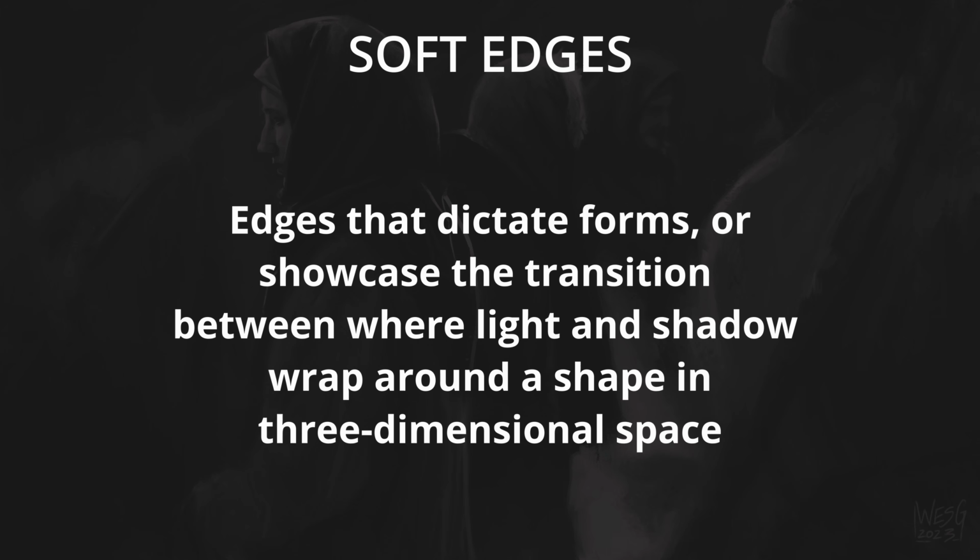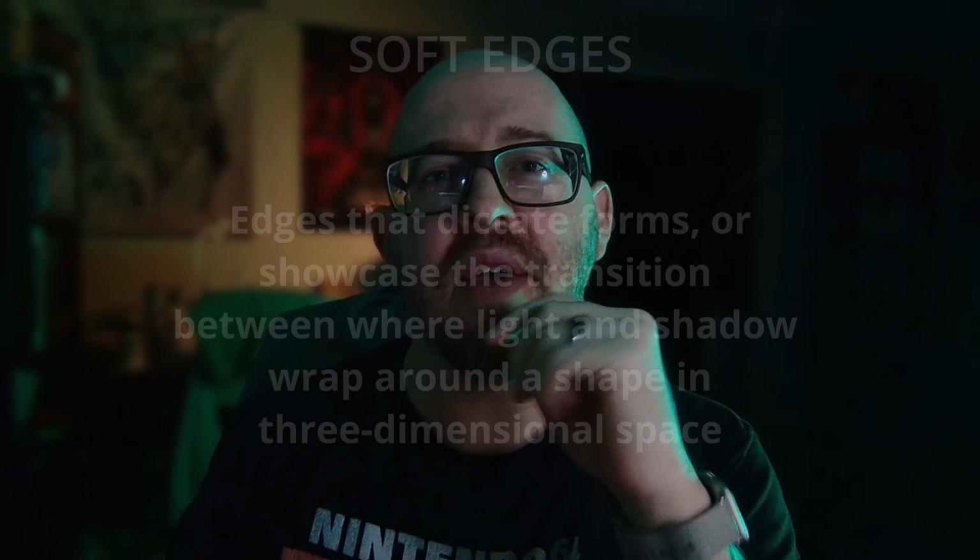So the second main edge type that we are going to discuss are your soft edges. So kind of obvious, if you have hard edges, you also have to have soft edges. As the name implies, they're softer, they're smudgier than the hard edge counterparts, but they're perfect for defining forms. So it's your transitions between light and dark and how smooth they are that give a sense of weight and form.